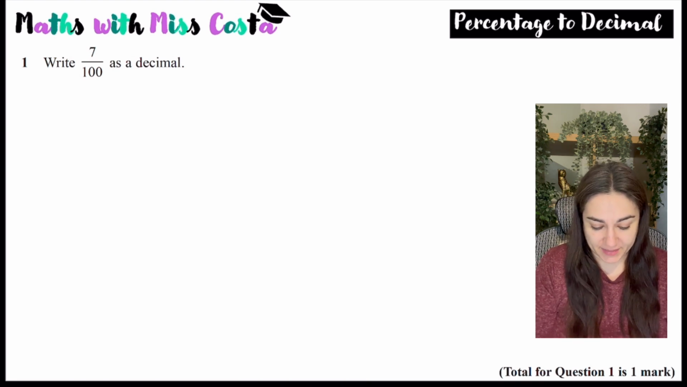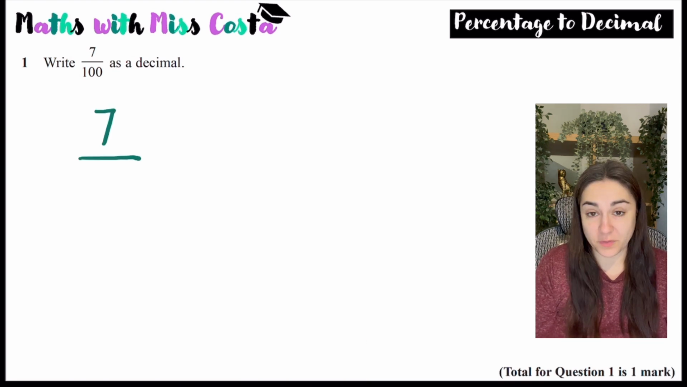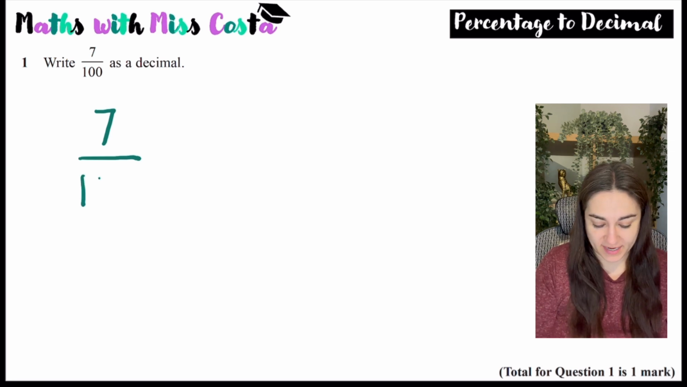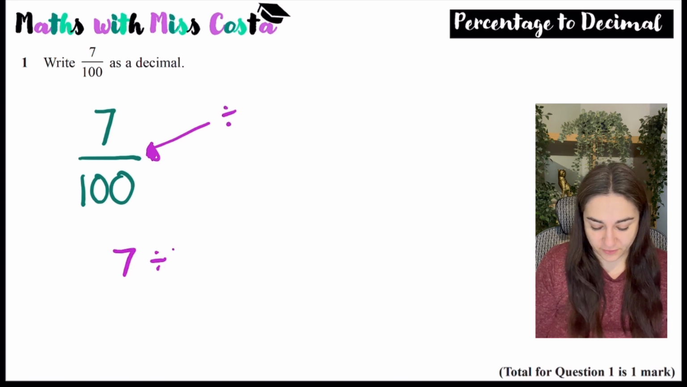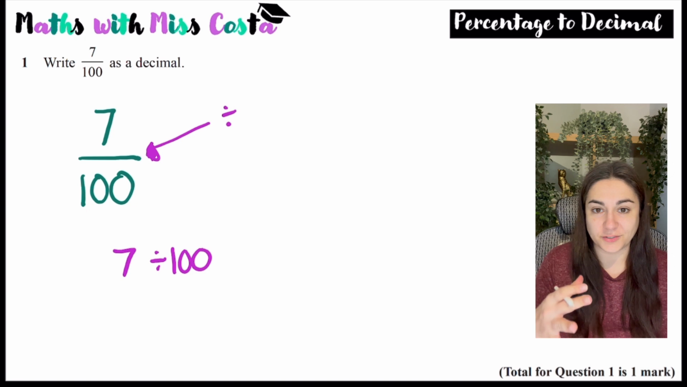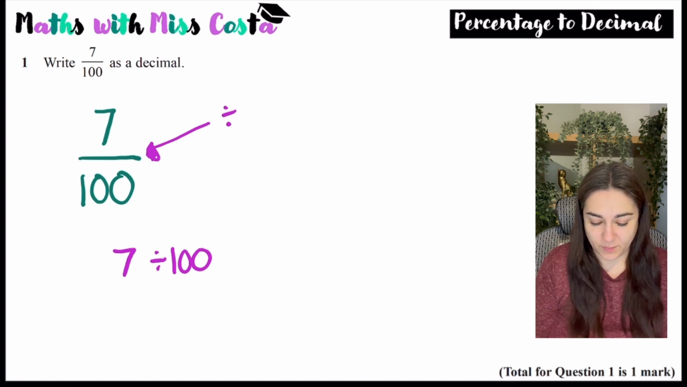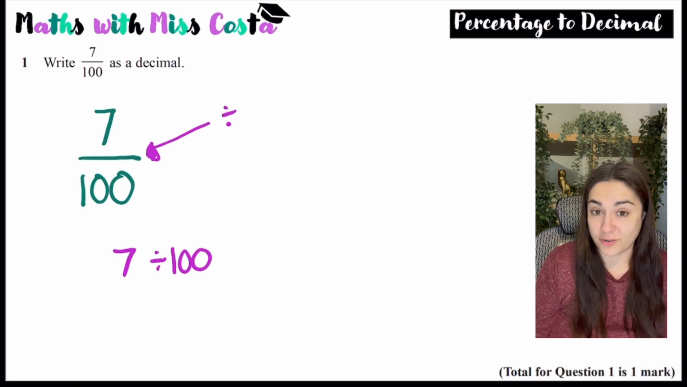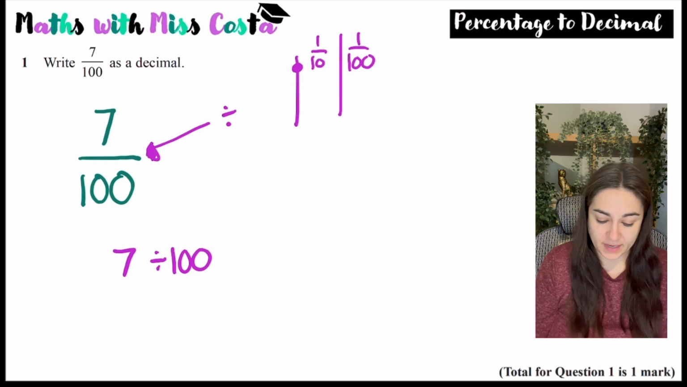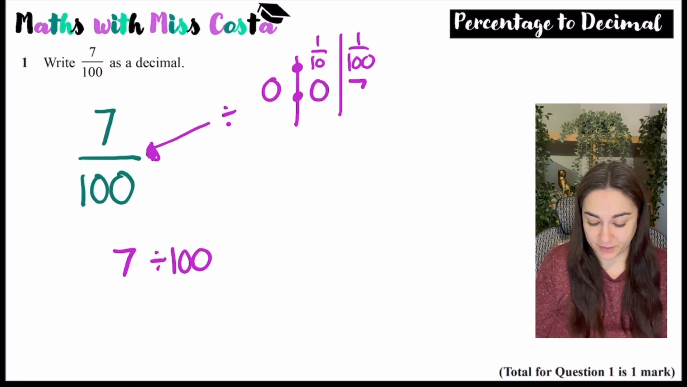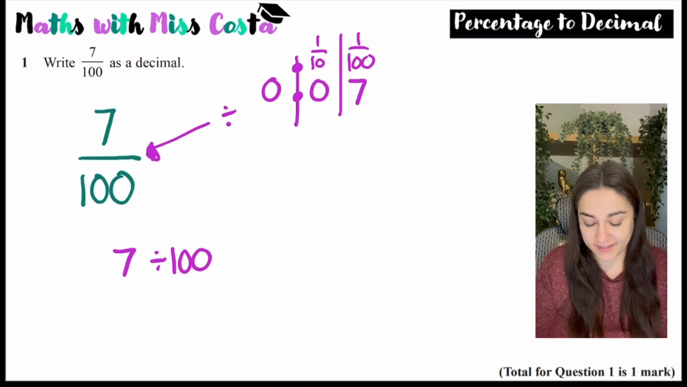Now the key thing to note is whenever I have a fraction, I've got the numerator, which is the number on top, and the denominator, which is the number on the bottom. And this line here actually means divide. So it means 7 divided by 100. Now you might know your hundreds, tens and units columns, in which case 7 over 100 is the same as 7 hundredths. So if you've got your decimal point, you've got your tenths column here and your hundredths column here, and you could just write 7 over 100 as 0.07 because there are 7 hundredths.